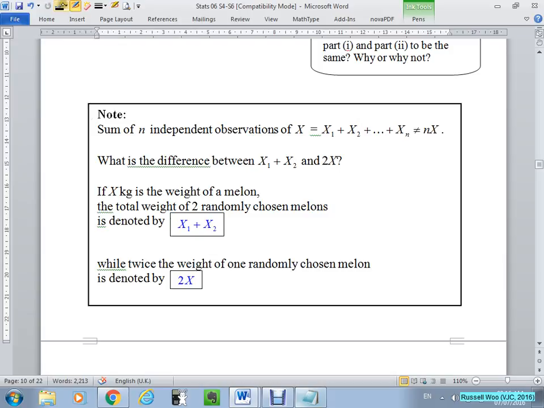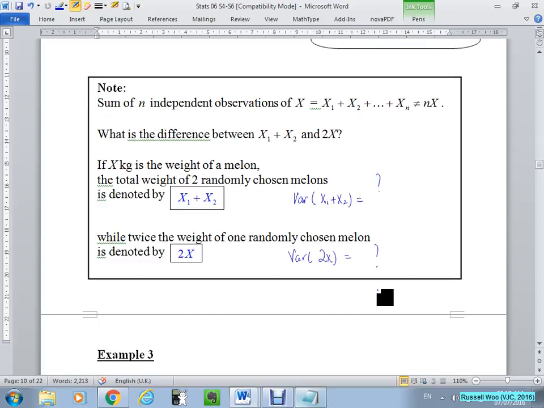Now, you can go on to write down what is the variance, what is the difference between these two. I'm not going to go through. You can go on and answer this question by yourself. Then what is the variance of x1 plus x2? What is the variance of 2x? Are they the same? You should be able to tell me, because the answer is in example 2. Follow? Okay. Cool. Let's move on.